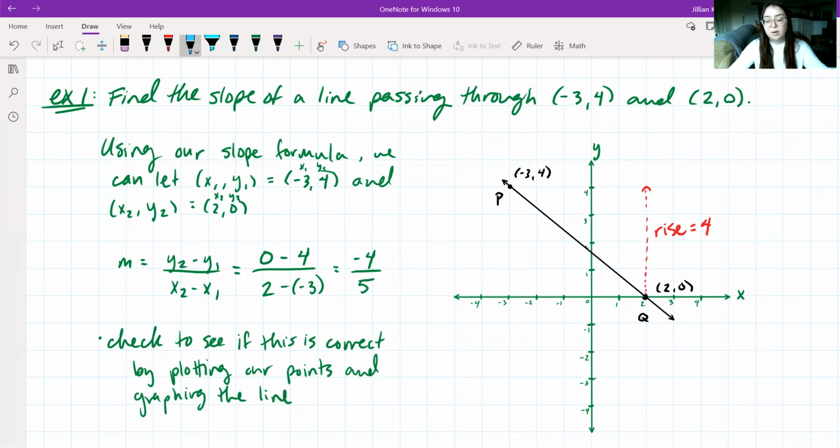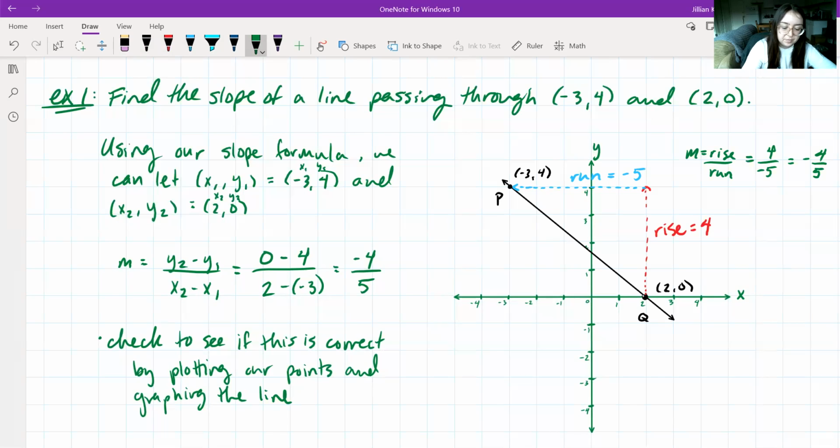We're going to run now to the left. And by running to the left, we're signifying that we're running in the negative direction. So our run in this case, which is 5 spaces in the negative direction, we get -5. And since our slope is calculated by rise over run, we get 4 over -5, which is -4/5. So our slope is -4/5.